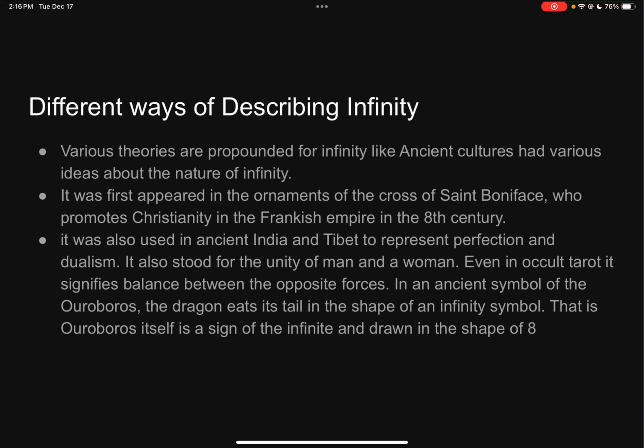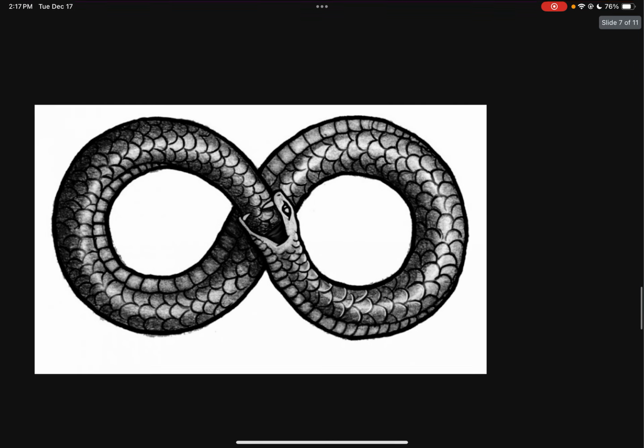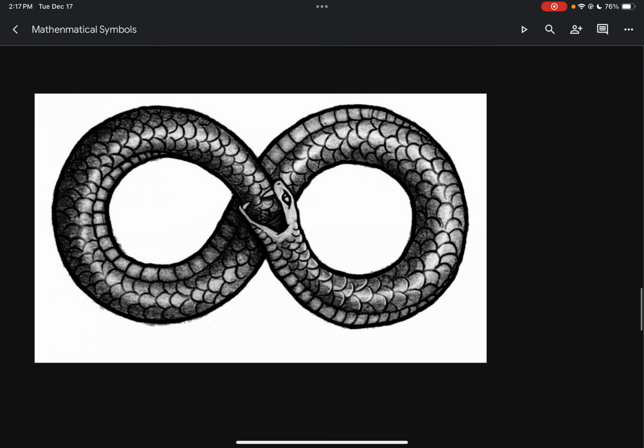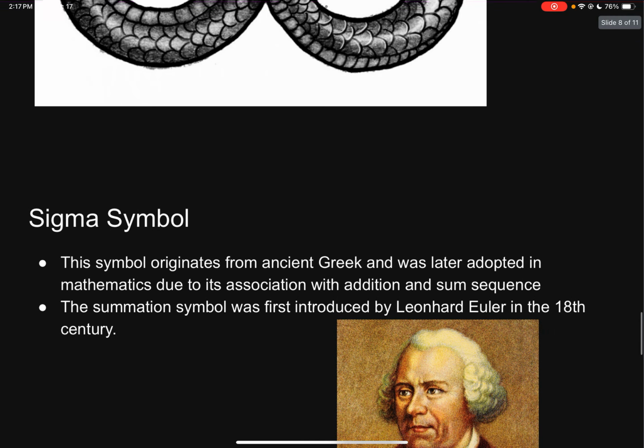Even in occult tarot, it signifies balance between the opposite forces, as in the ancient symbol of Ouroboros, which is the dragon that eats its tail in the shape of an infinity symbol. And so the following picture that you are seeing is the Ouroboros that I was mentioning, which is the symbol of the snake or a dragon that's eating its own tail in the shape of an infinity symbol.